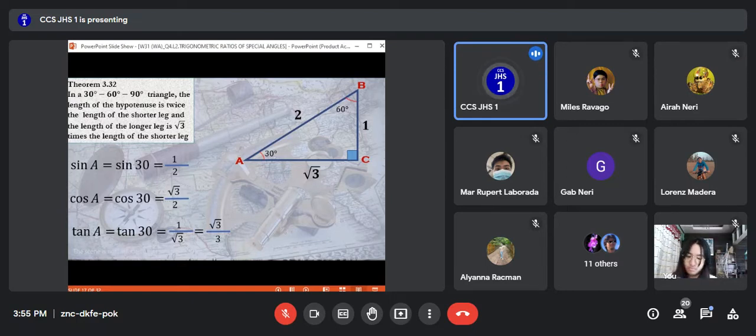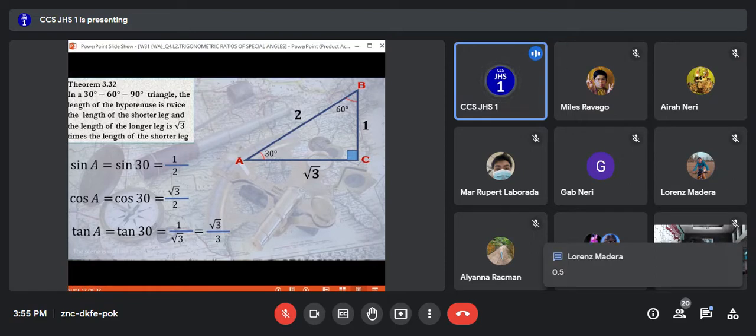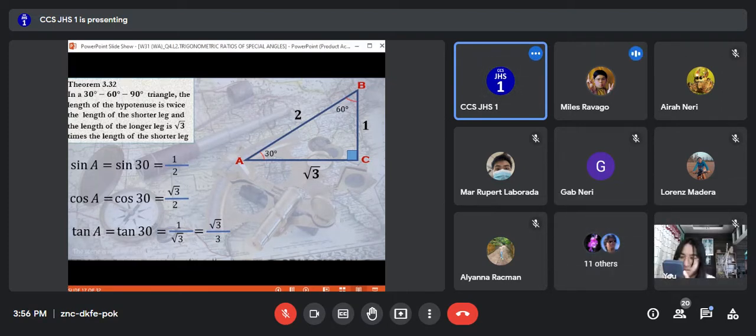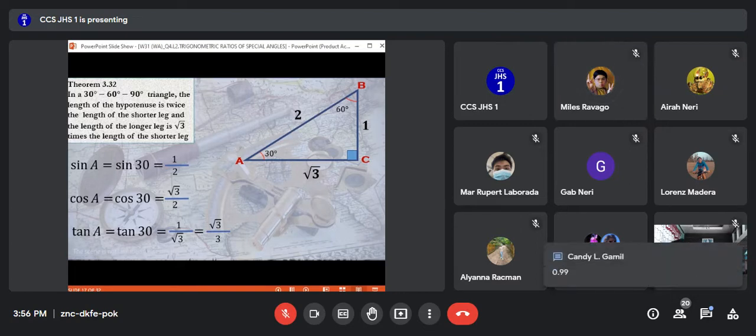How much is sine 30? It is equal to 0.5 or 1/2. How much is cosine 30? 0.87.